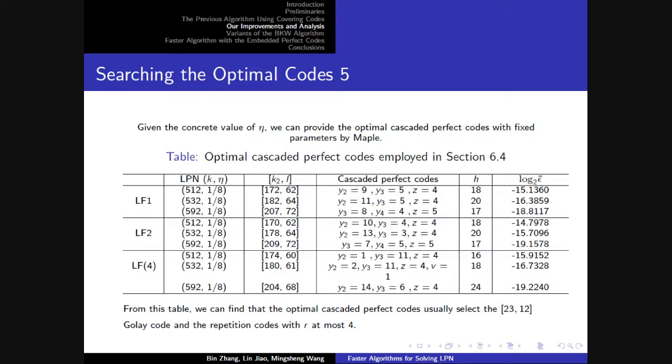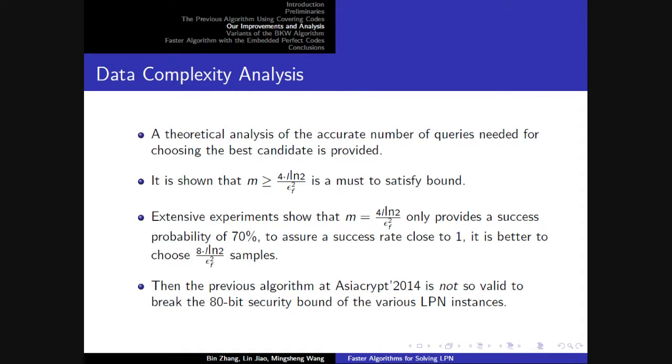We found that the optimal cascaded perfect code usually selects the [23,12] Golay code and the repetition codes with R at most 4. And we also give a theoretical analysis of the exact data complexity. We found that this bound is a must-satisfy bound. But from experiments, this bound only provides a success probability of about 70%. To assure a success probability close to 1, it's better to double it. Then the previous algorithm at AsiaCrypt 2014 is not so valid to break the 80-bit security according to this formula.